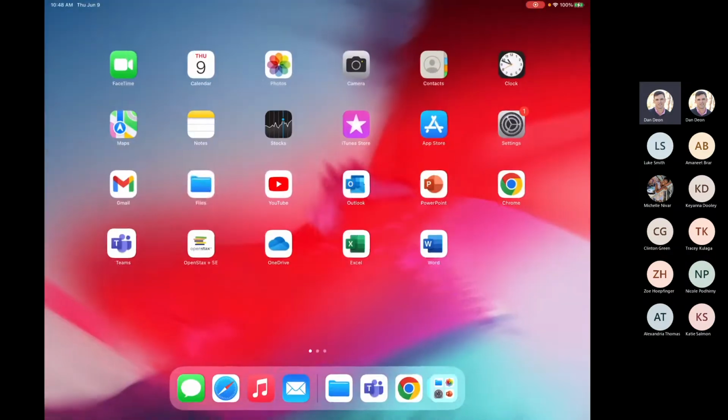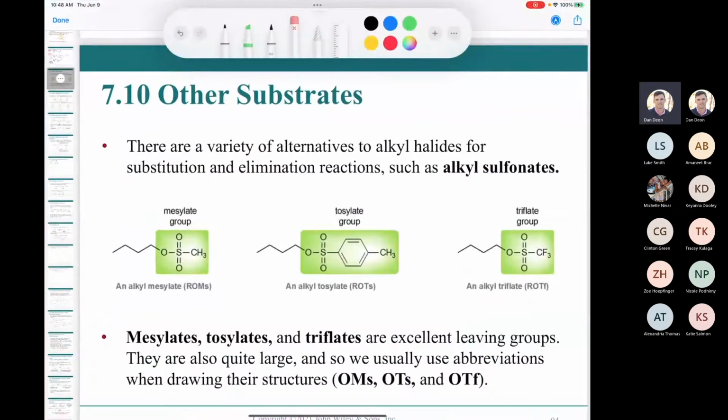Okay, we left off here at section 7.10, which deals with other substrates. So far, the only substrates, and substrate just means our starting material, that we've really talked about have been alkyl halides, where the leaving group was either an iodide, a bromide, or a chloride. Those were the leaving groups that we saw.